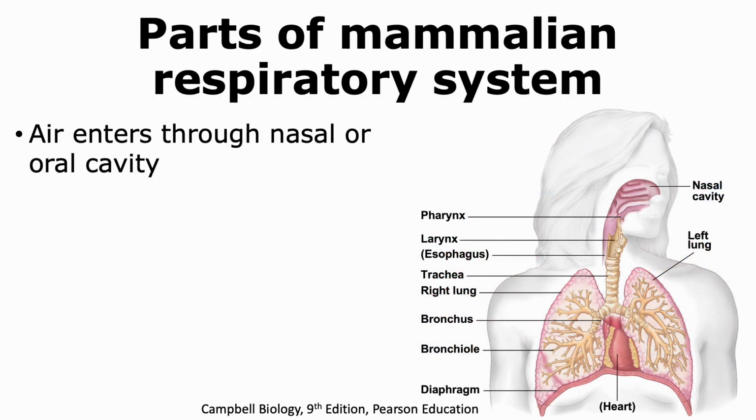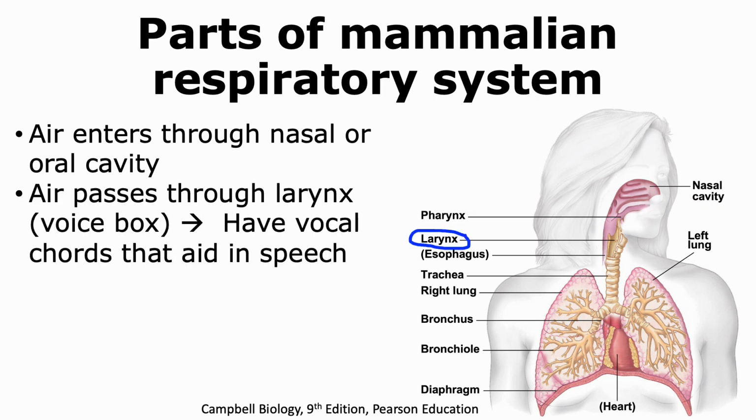In the case of mammals, there are different parts to the respiratory system. So let us look at these different parts by following the flow of air. Air is able to enter the nasal or the oral cavity. Now we usually use our nasal cavities for respiration, but the mouth or the oral cavity can also be used. The air that is inhaled passes through the larynx, which is also called the voice box. It is in the larynx that we have vocal cords that allow us to speak.